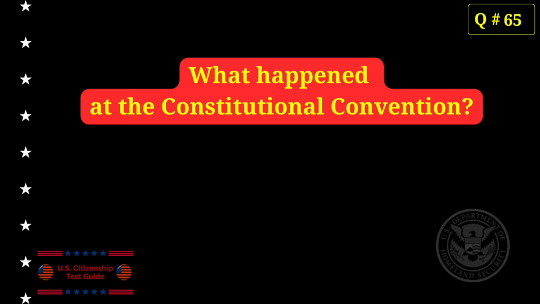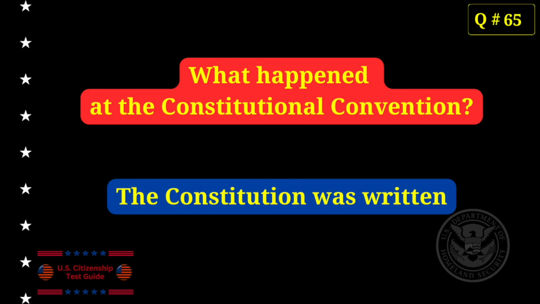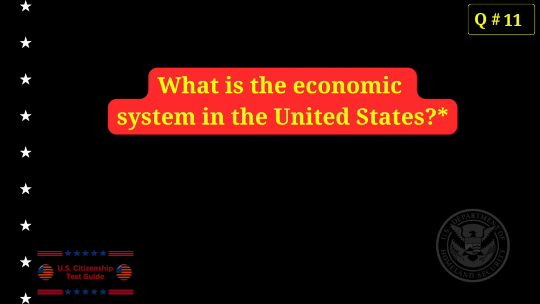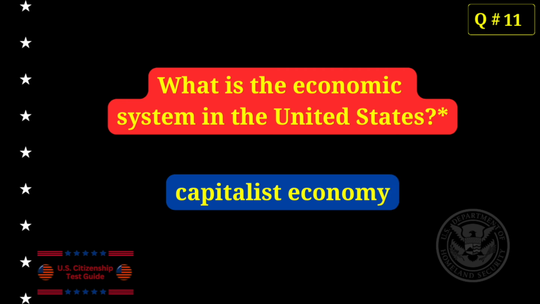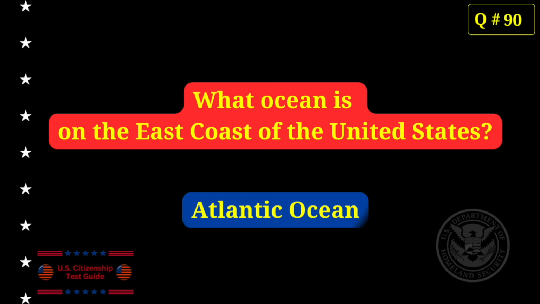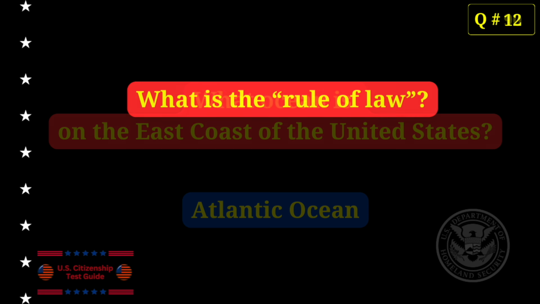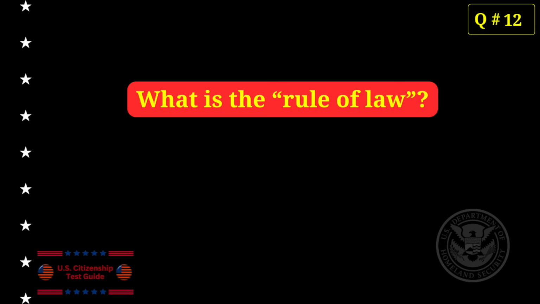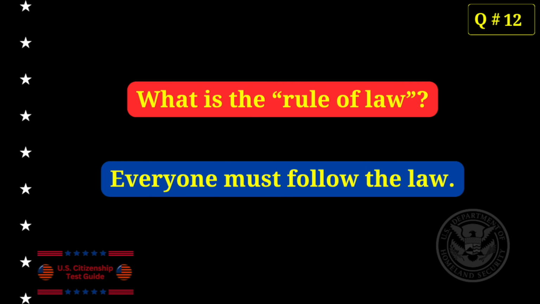What happened at the Constitutional Convention? The Constitution was written. What is the economic system in the United States? Capitalist economy. What ocean is on the east coast of the United States? Atlantic Ocean. What is the rule of law? Everyone must follow the law.